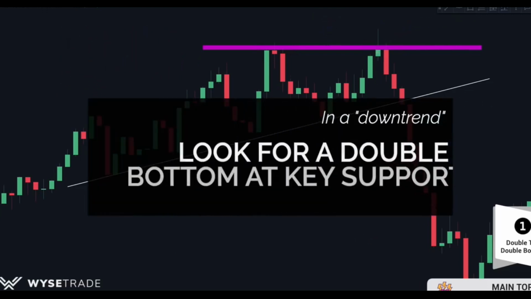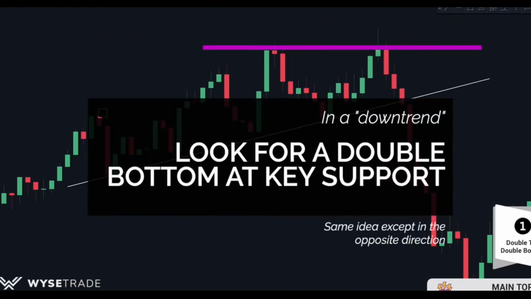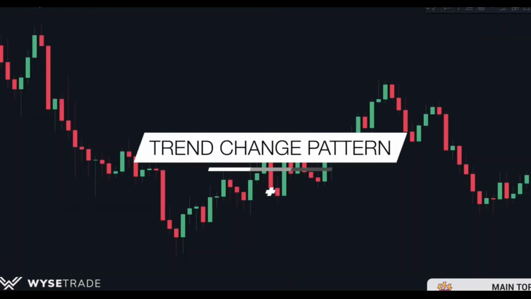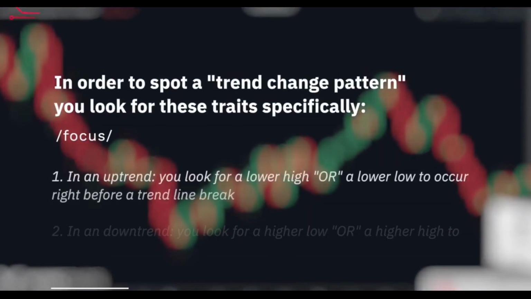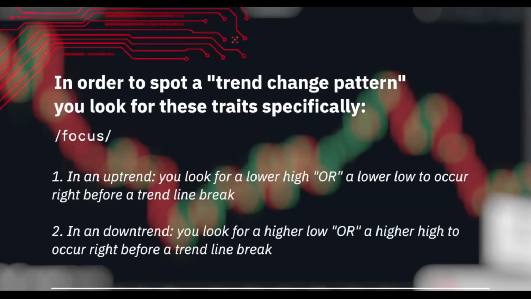Now, if this were a downtrend, you would look for a double bottom. So let's jump to the next pattern we look for right before a trendline break, which is a trend change price action pattern. In order to spot a trend change, you look for these traits specifically. In an uptrend, you look for a lower high or a lower low to occur right before a trendline break. And in a downtrend, you look for a higher low or a higher high to occur right before a trendline break.